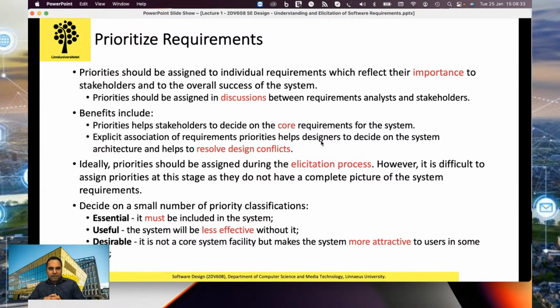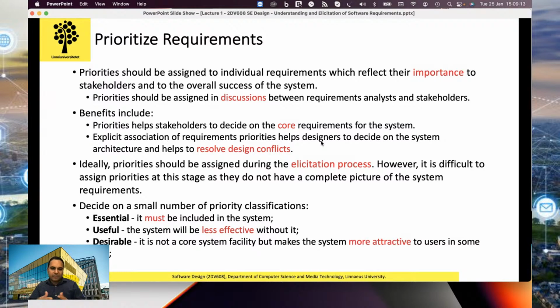Usually, requirements can be tagged using numerical values, but sometimes it's hard to judge if you are using a numeric scale. It's more useful if you use some categorical values, like essential requirements, useful requirements, or desirable requirements. Essential requirements must be implemented. Useful requirements will be good for the system, but the system can still run without those.